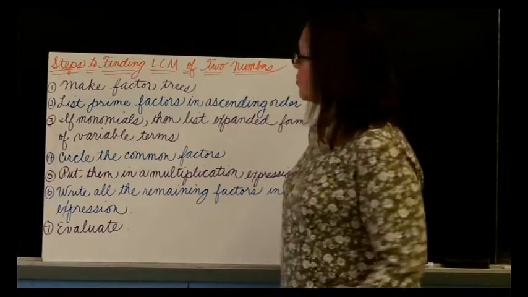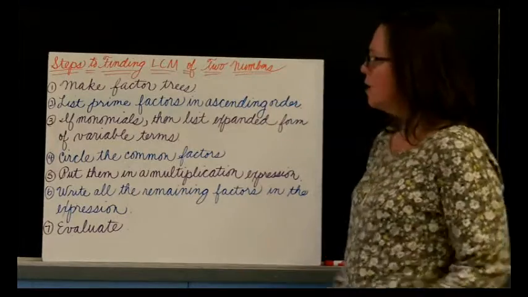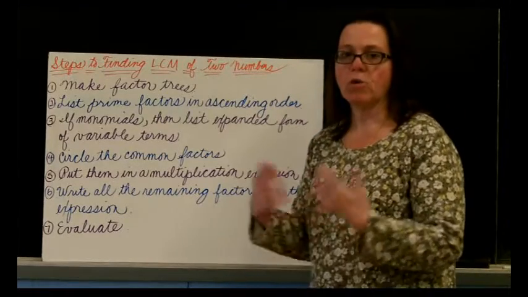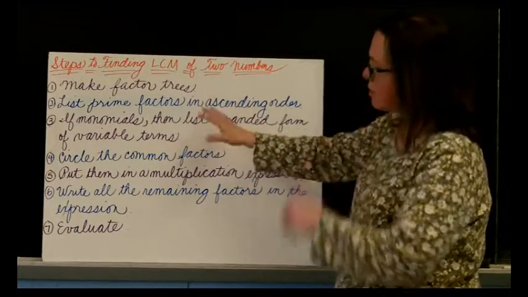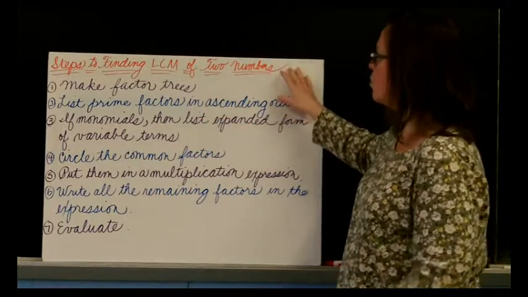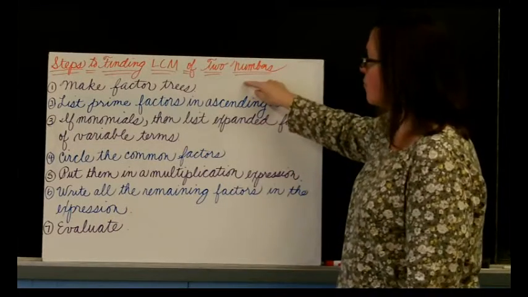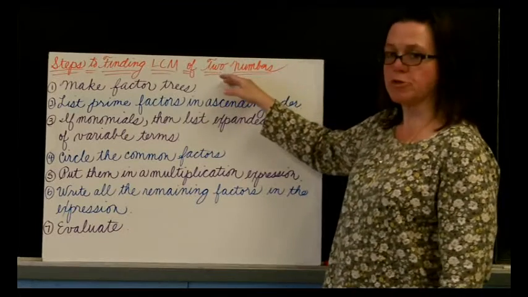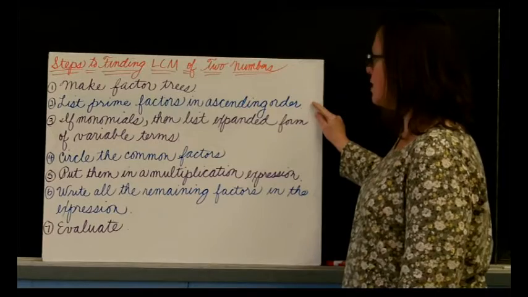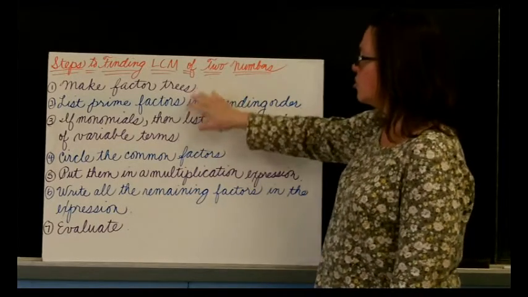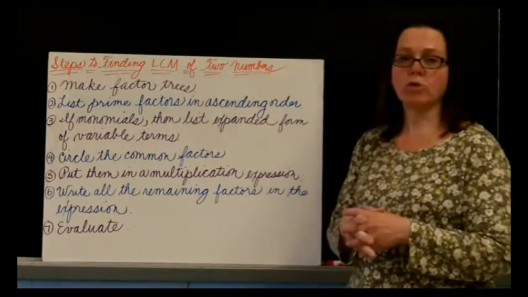Now before we get started with our examples, what we need to do is go over some steps. There are two sets of steps within this lesson, and here's the first. These steps are used only when you are finding the least common multiple of two numbers. Our first step is that you need to make your factor trees. Our second step is to list the prime factors in ascending order. Now this should be very familiar to you because this is the third lesson in which we have seen this step.